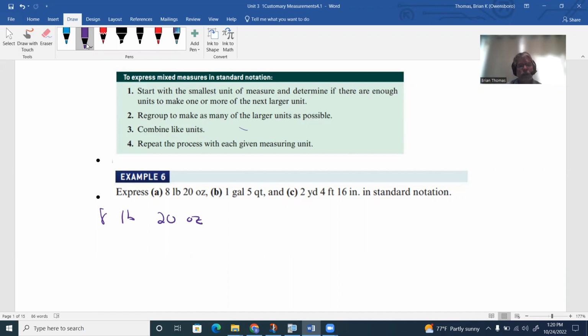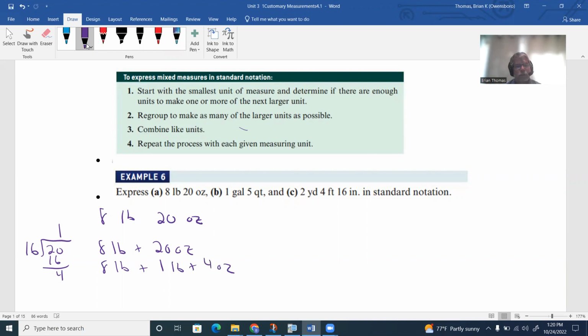And since there's 16 ounces in a pound, we know we could pull out a bigger unit out of the smaller unit. So we do the 16 into 20 using division. 16 goes into 20 one time. 1 times 16 gives me a remainder of 4. So what that tells me is I can write the 20 ounces as 1 pound and 4 ounces. So instead of saying 8 pounds plus 20 ounces, this gets written as 8 pounds, and the 20 ounces can change to 1 pound plus another 4 ounces.